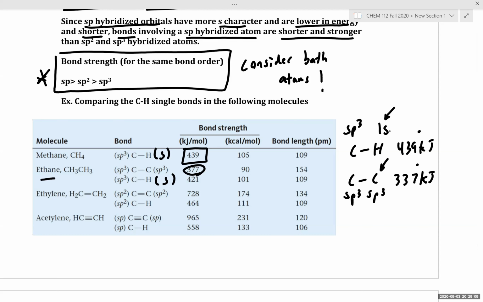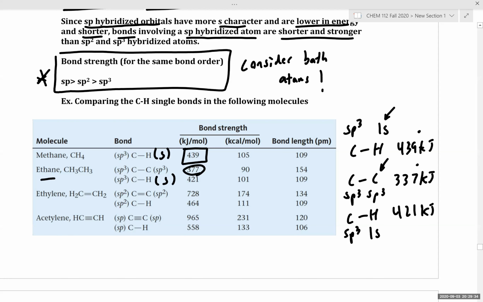Now, here's where things get interesting. Looking at a carbon-hydrogen bond for an sp3, it's 421 kilojoules. We're not going to explain this gap between methane and ethane just yet. This requires a little bit more nuance that we'll talk about in the next few chapters. You'll be able to answer this trend by the end of the class, but this is very nuanced.